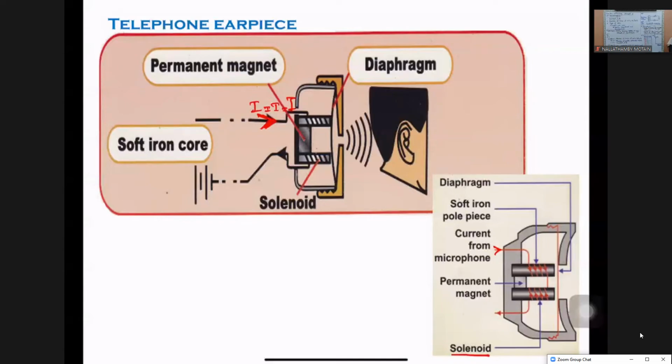Solenoid. Okay, can you see or not? Can you see or not? Can you see the... Can, sir. Okay, thank you.